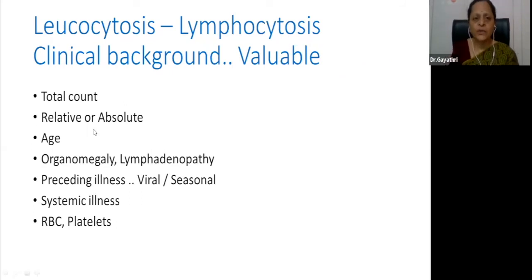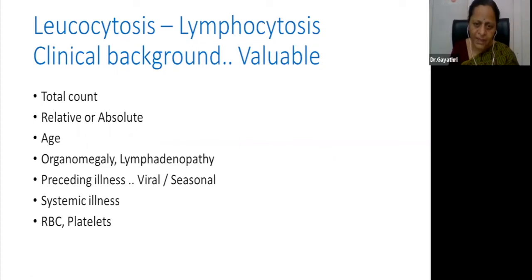There can be leukocytosis with lymphocytosis, right? We know that. In this situation, what is extremely valuable is the clinical background. Is this relative lymphocytosis? Is this absolute lymphocytosis? Is important to know. Is this a child? Is this a 2-year-old? Is it a 70-year-old? Depending on that, you will even interpret the lymphocytes differently.